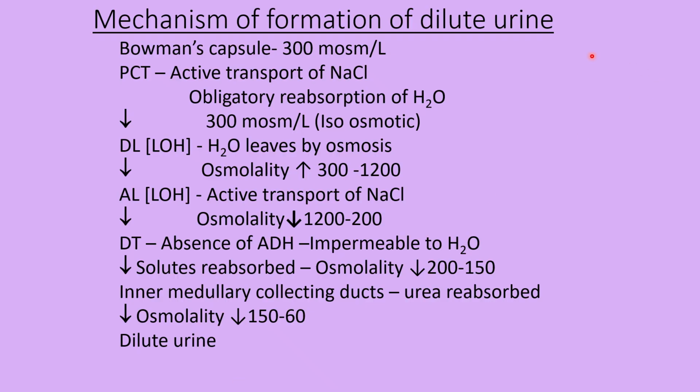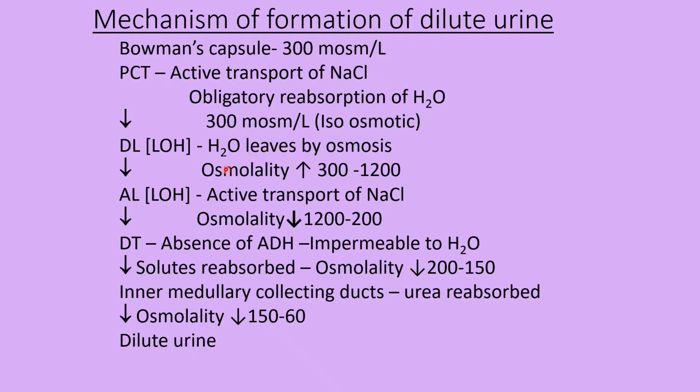Mechanism of formation of dilute urine. At the Bowman's capsule, filtrate osmolality is 300 milliosmol per liter. In the proximal convoluted tubule, there is active reabsorption of sodium chloride and obligatory reabsorption of water. So at the end of the proximal convoluted tubule also, the osmolarity is 300 milliosmol per liter.